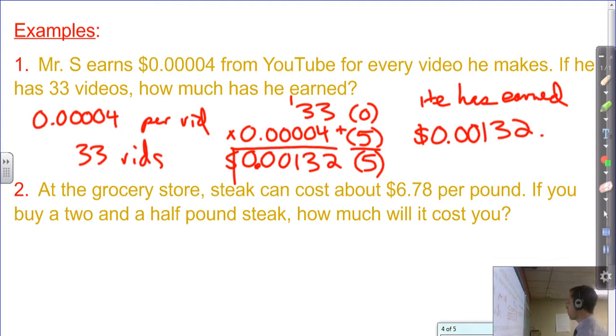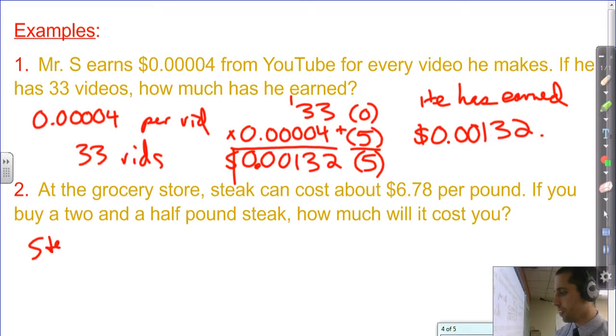2. At the grocery store, steak can cost about $6.78 per pound. If you buy 2.5 pounds, a 2.5 pound steak, how much will it cost you? This is multiplication just like the last one, because we have repeated addition, something that's being added over and over again. So each pound of steak, you need to add this amount for every pound you have.